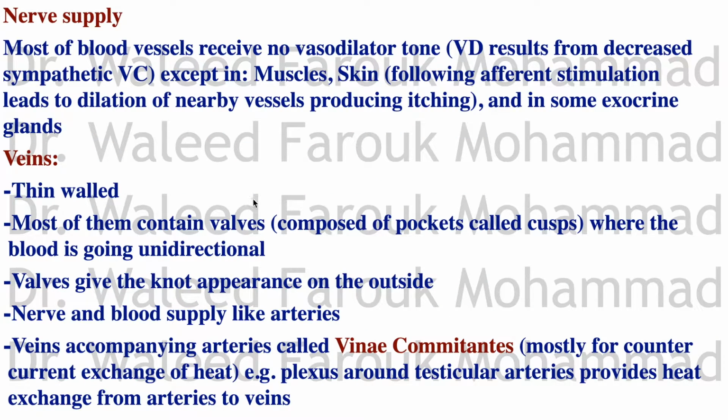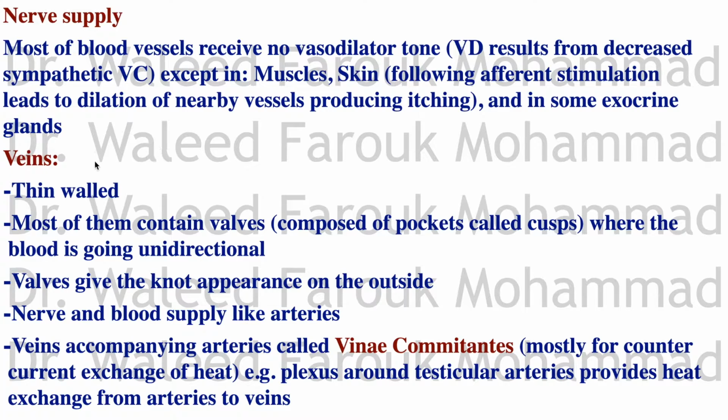Also, the blood vessels have nerve supply, but they have no vasodilator tone. The vasodilation occurs when there is decreased sympathetic vasoconstriction tone. So there is either an increase or decrease of sympathetic vasoconstriction. This occurs all over the body except in the muscles and the skin. For example, following afferent stimulation there is dilation of nearby vessels producing itching, and in some exocrine glands.